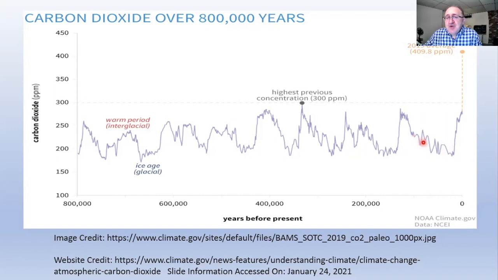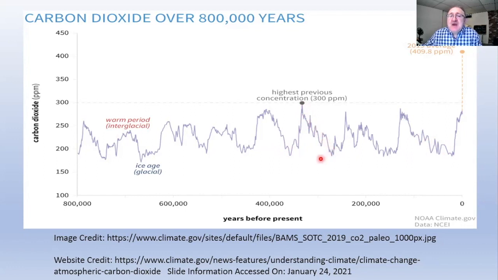And the other thing to notice is that it would take thousands to tens of thousands of years for the amount of carbon dioxide in the atmosphere to go up around 100 parts per million, and then thousands to maybe up to 10,000 years to tens of thousands of years even for the amount of carbon dioxide to go down about 100 parts per million again.